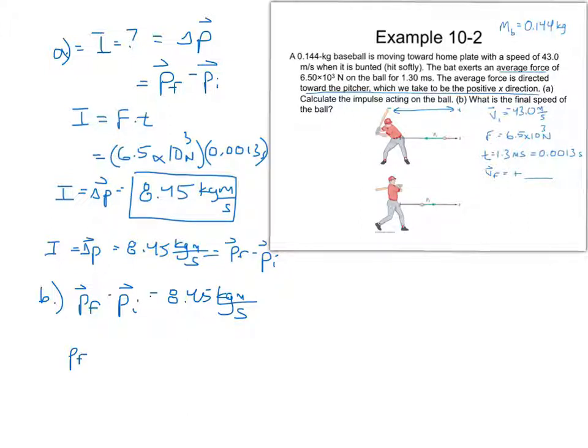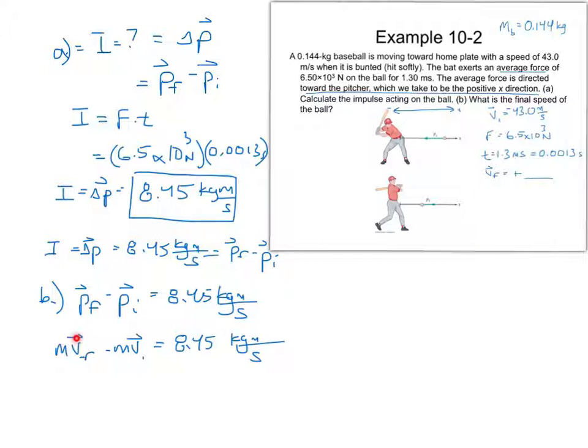Now, actually, you know what? We want to solve for the final velocity, right? So, mass times velocity final minus mass times velocity initial, right? Isn't that our definition of momentum? Equals 8.45 kilogram meters per second. All right? This is what we're solving for. I was trying to get ahead of myself and plug in values before writing a general equation. Let's write our general equation first, and then we'll solve for it.